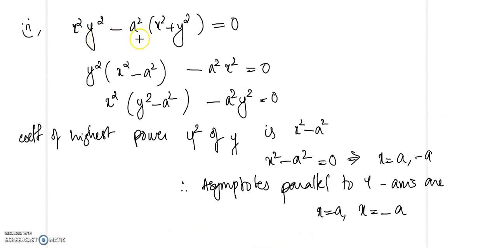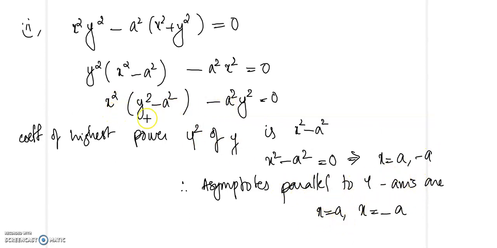The next problem is x square y square minus a square into x square plus y square equal to 0. I have arranged the equation in decreasing powers of y and decreasing powers of x. If you look at the first arrangement, the coefficient of the highest power of y, that is y square, is x square minus a square. Upon solving, we will get x equal to a and x equal to minus a. Those are the asymptotes which are parallel to the y-axis.